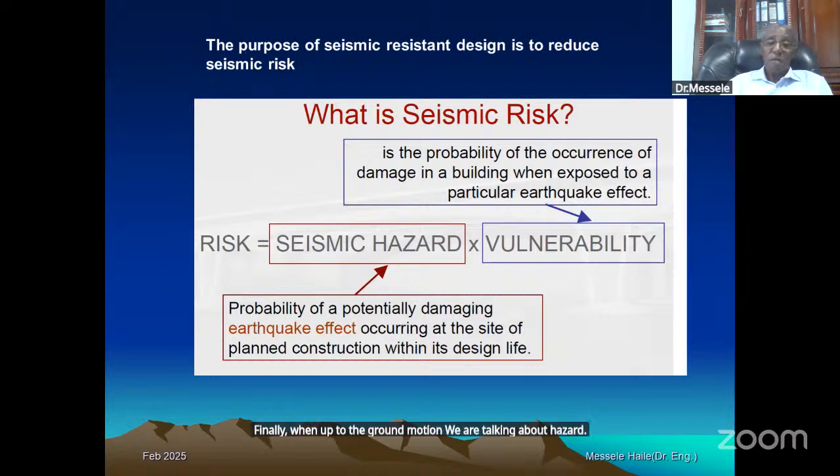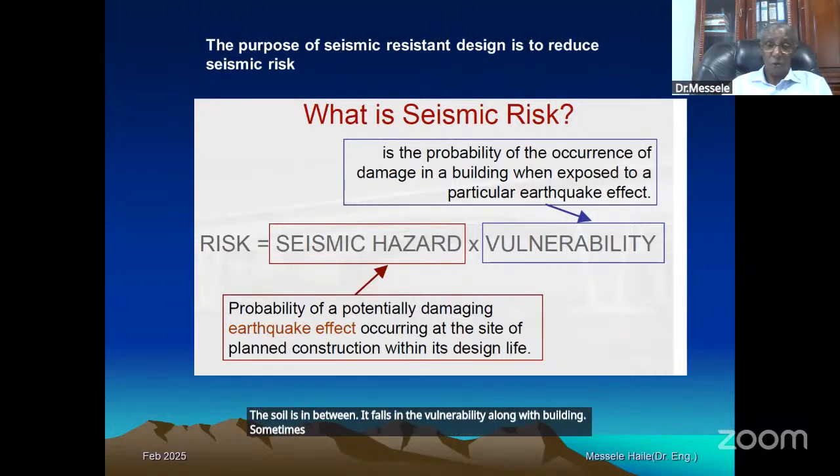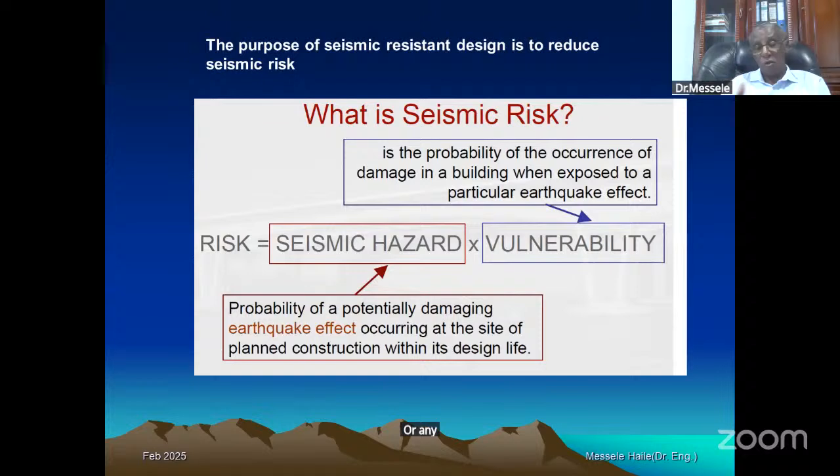The soil is in between. It falls in the vulnerability along with the building. Sometimes people use vulnerability for buildings only, but site effects should be added. It's not a hazard. Hazard is up to ground acceleration. The soil amplifies or de-amplifies, along with the building or any structure. This falls into the vulnerability.